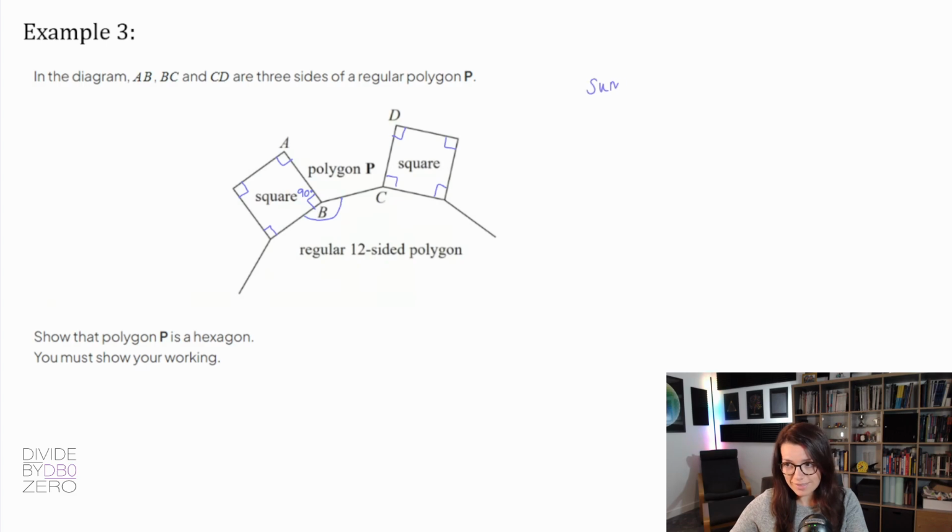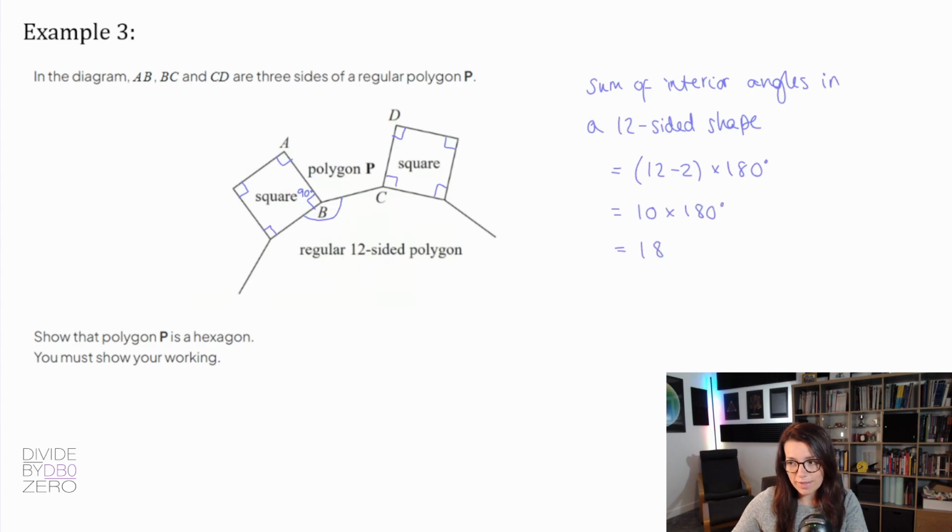To do that, let's do the sum of interior angles in a 12-sided shape. Again, using that formula. So (n minus 2) times 180, in this case, 12 minus 2 times 180. That's the same as 10 times 180, which is the same as 1,800. Now, 1,800 is the sum. So if we want to know each one, we need to divide that by 12, and that will give 150 degrees. That means this angle here is 150 degrees.